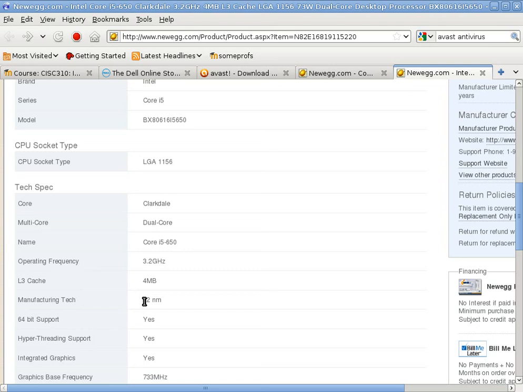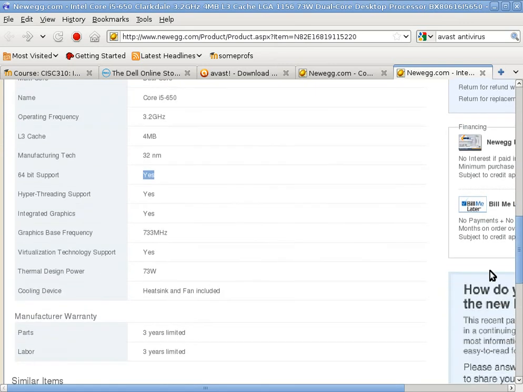Oh, I take my words back. It's using the 32 nanometer process, which is good. Okay, that's a good thing. It has 64-bit support, which most modern processors do, so that usually is not a big concern.